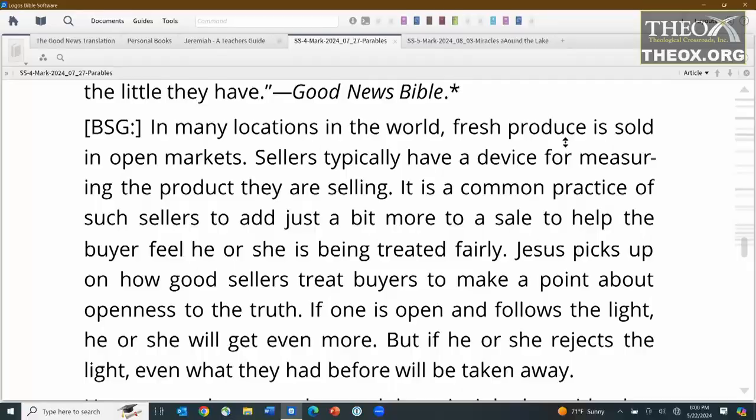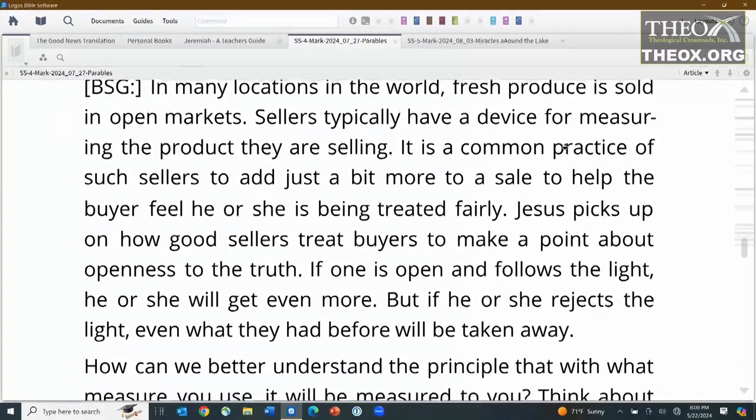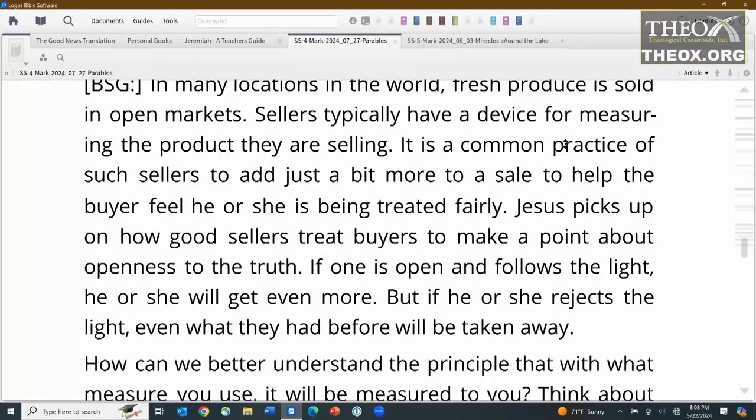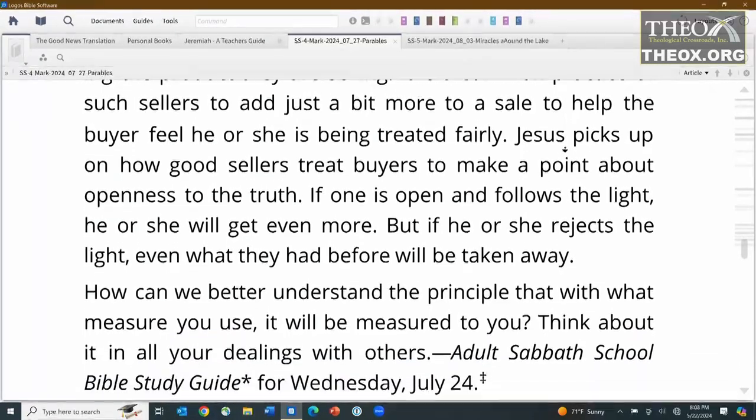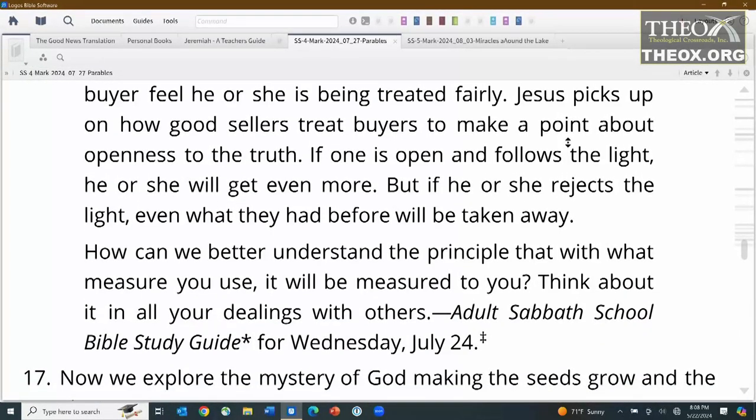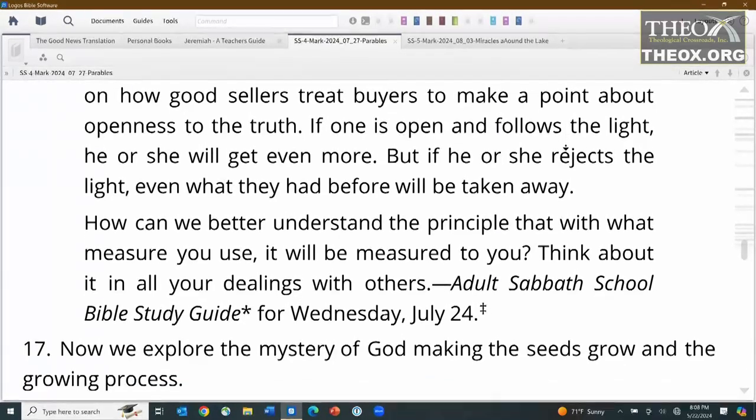Jesus picks up on how good sellers treat buyers to make a point about openness to the truth. If one is open and follows the light, he or she will get even more. But if he or she rejects the light, even what they had before will be taken away. How can we better understand the principle that with what measure you use, it will be measured to you? Think about it in all your dealings with others. From the Bible Study Guide for Wednesday.